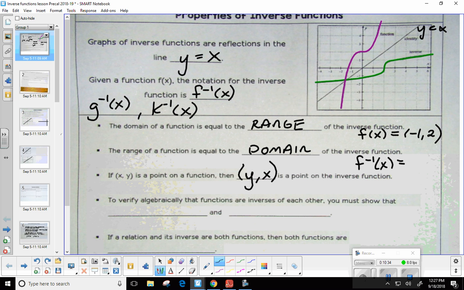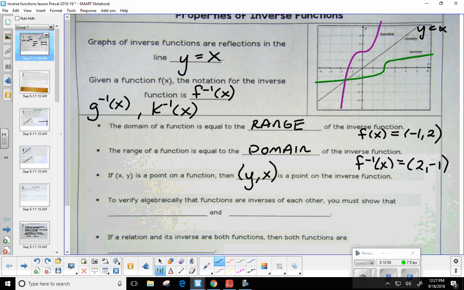2, -1. The signs don't change. You simply switch the values. And that's the core idea when it comes to dealing with inverses. You're going to take all the elements in your domain, the x's, and all the elements in the range, your y values, and you're simply going to switch them. The x's become the y values and vice versa.